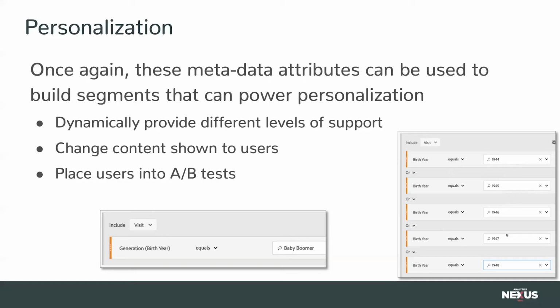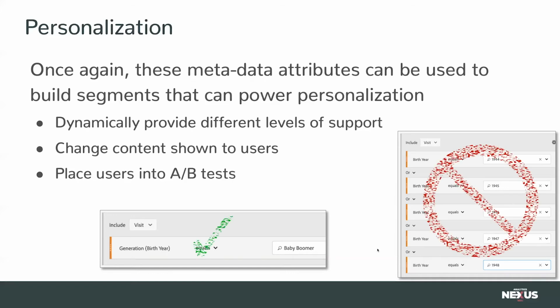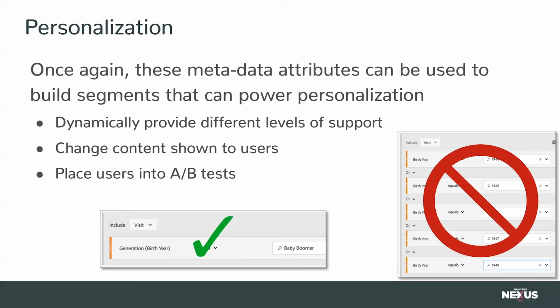But if we think about the aggregation we talked about earlier, if we actually grouped these years into a new metadata attribute called generation, which is pivoted off of birth year, then we don't have to do this on the right. We can just create a segment off of the metadata attribute generation where it equals baby boomer. So the cool part is that you could save time and not have to build these crazy segments. You could leverage the metadata you've already done.